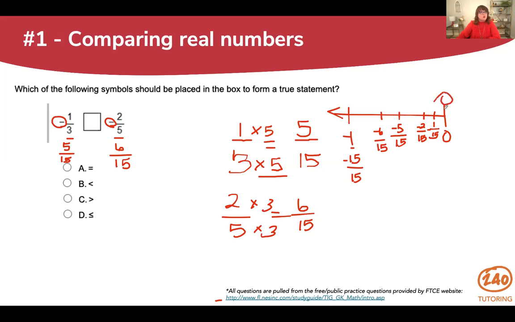Okay, so when we look at the number line, when we're talking about negative numbers, whatever's closer to 0 is going to be the larger number. So -5/15. So when you look at this in terms of negatives, -5/15 is greater than -6/15. So here's a little trick I used to teach my elementary kids.